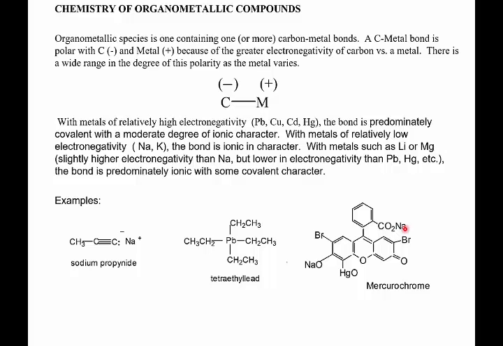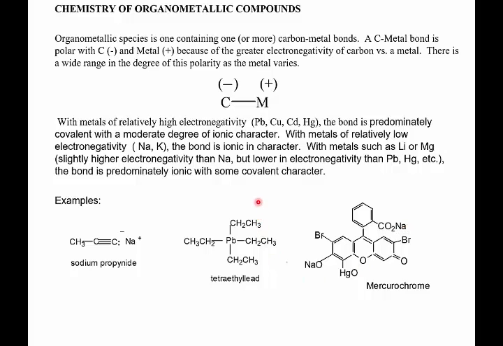Well, what is this special topic? It is this: organometallic compounds. What's an organometallic compound? Well, it's one whose molecule has a direct bond between carbon and a metal. The carbon-metal bond is always polar, with carbon negative and metal positive because of the greater electronegativity of carbon versus a metal. Now there's a wide range in the degree of this polarity as the metal varies.